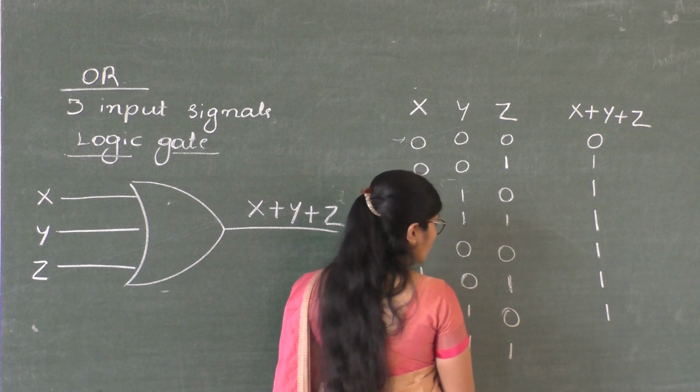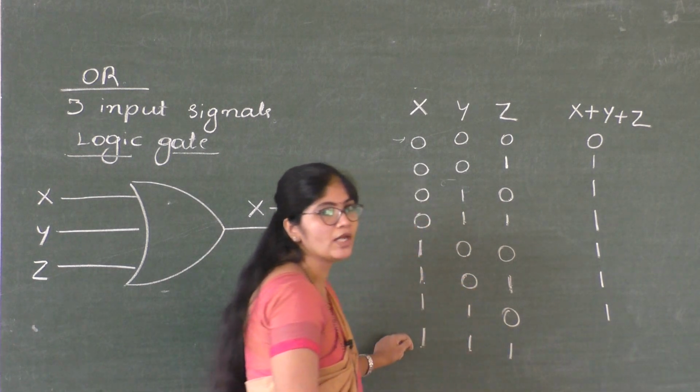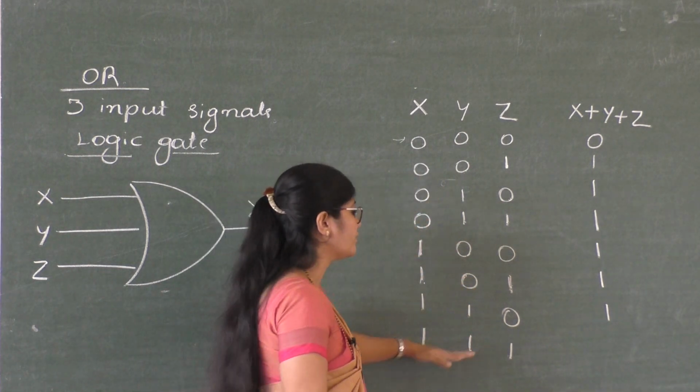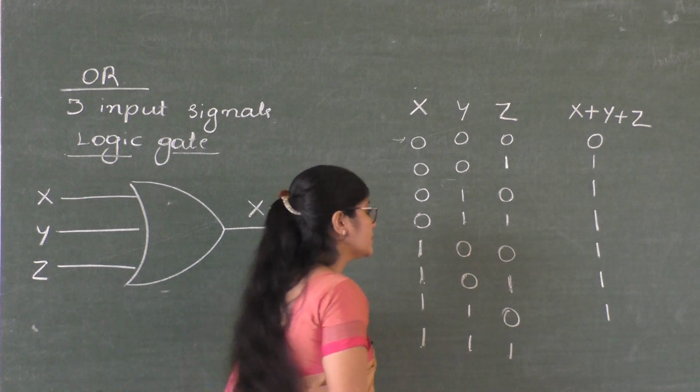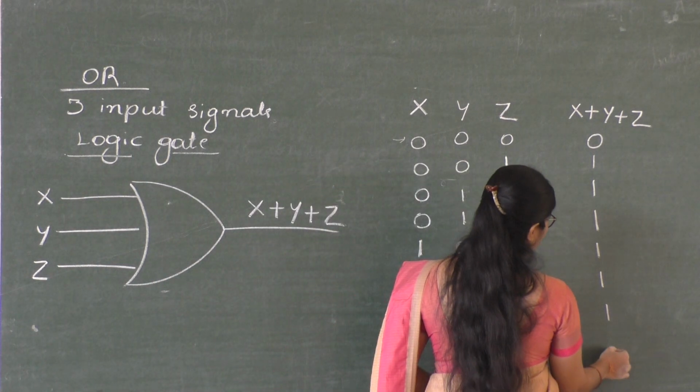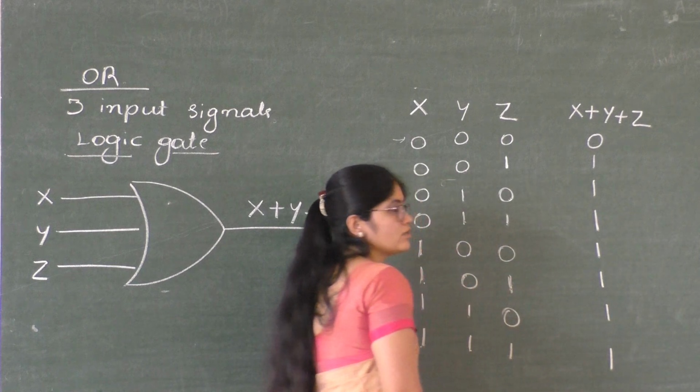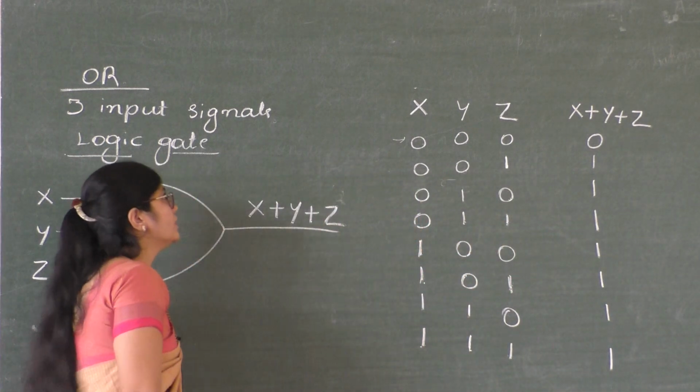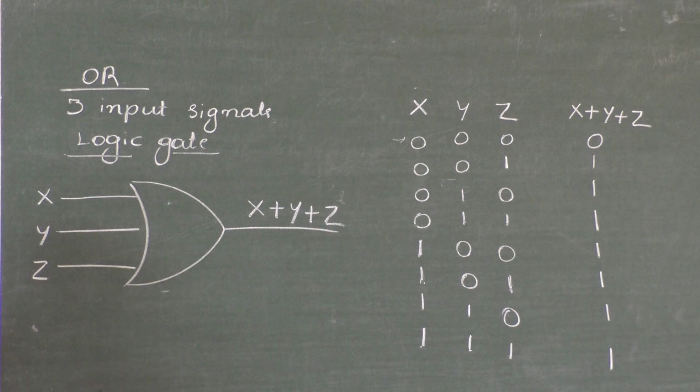Next, in the last row, all the input signals are 1, or all the variables have the value 1, so the output signal is 1. So this is about 3 input signals, the OR gate for 3 input signals.